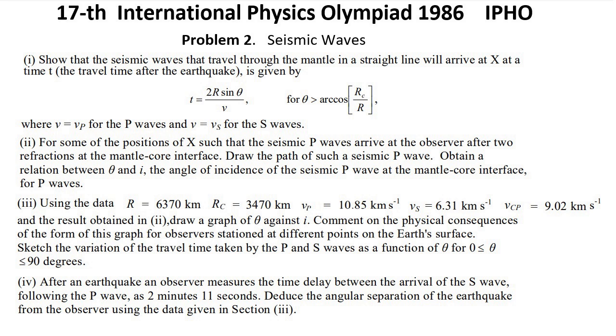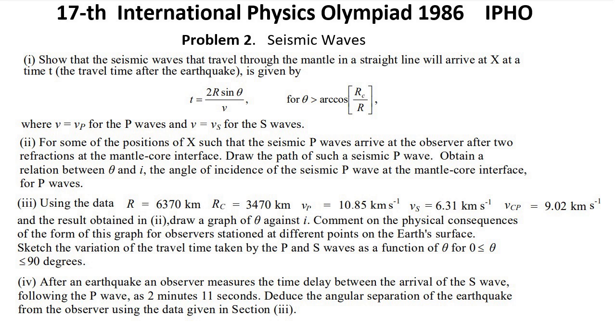Comment on the physical consequences of the form of this graph for observers stationed at different points on the Earth's surface. Sketch the variation of the travel time taken by the P and S waves as a function of theta between 0 and 90 degrees.